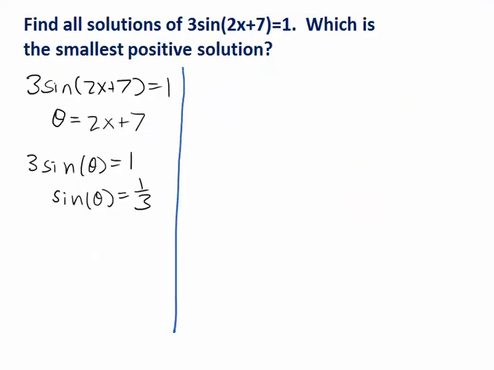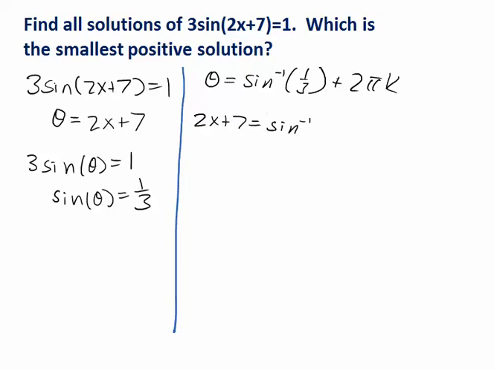So let's go back now to trying to solve our original equation. We can say that we have one family of solutions of the form theta equals sine inverse of 1/3 plus multiples of 2 pi. But then theta was our shorthand for 2x plus 7. So we're really saying that 2x plus 7 equals sine inverse of 1/3 plus multiples of 2 pi. And I want to solve for x, so I'm going to isolate x here algebraically.